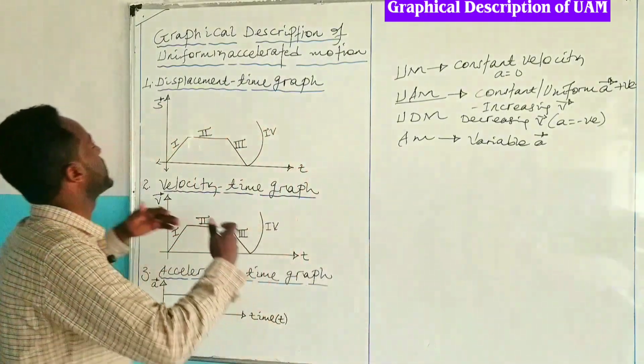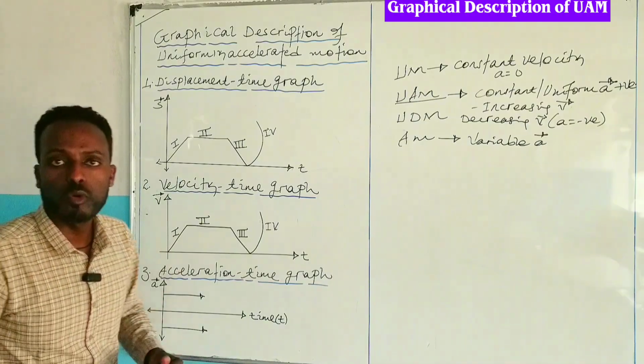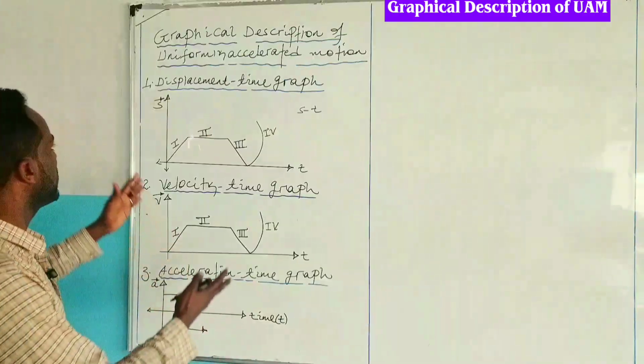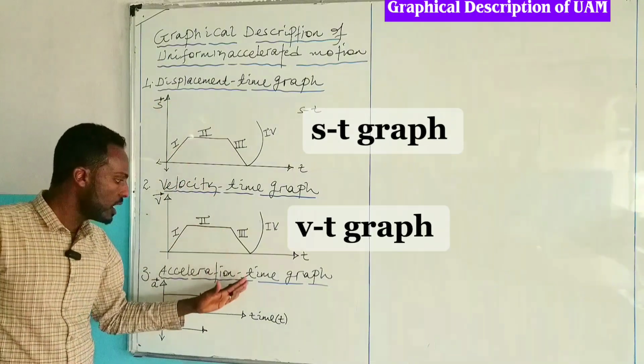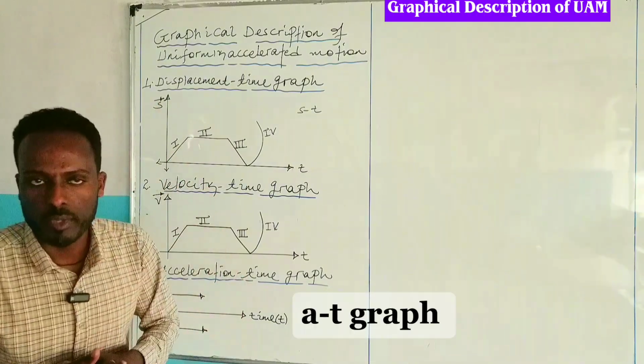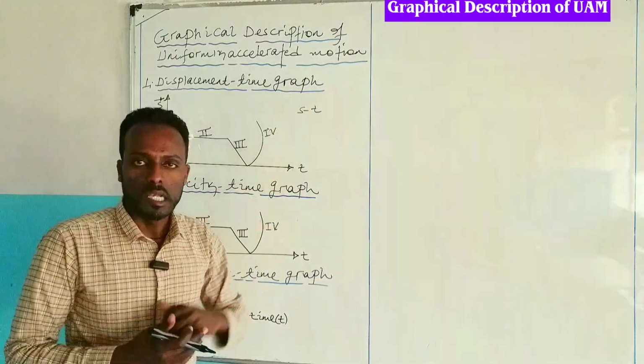Now let me discuss graphical description of uniformly accelerated motion. Here we have displacement time graph, velocity time graph, and acceleration time graph. Maybe we can add a fourth, distance time graph.